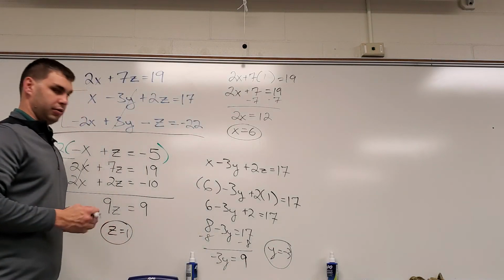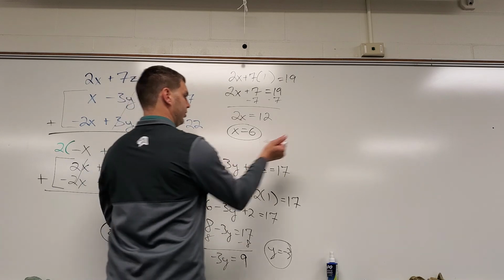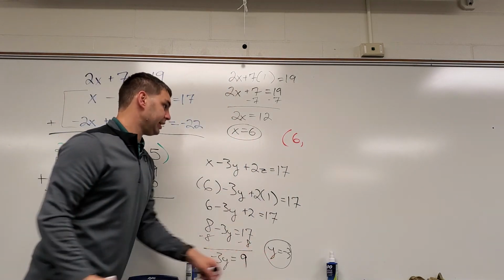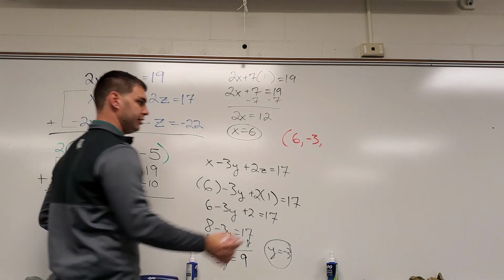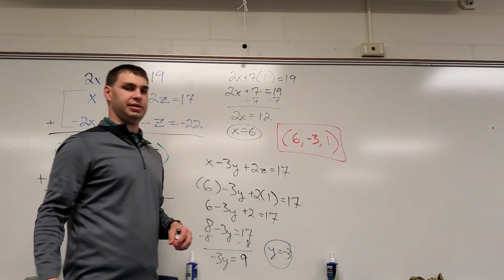All right? So remember, our answer has to be in the form of x, y, z. Our x was 6, our y was negative 3, and our z is 1. So my answer, my x, y, z point is (6, -3, 1).